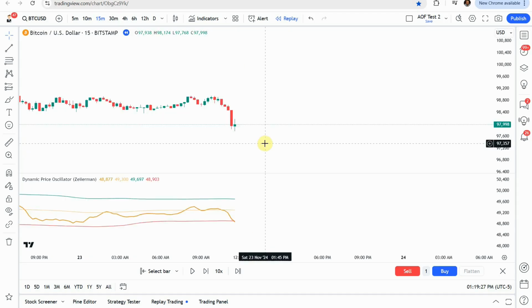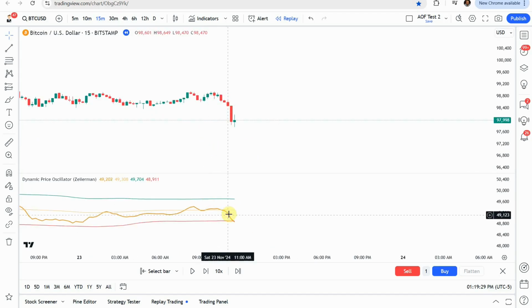And then for a short trade, like I said, what we're looking for is that dynamic price oscillator line to break down below this lower red line. Again, if we hover over that line and you look at the number coordinates here, you can see that the orange number is at 48,877 and the red line is at 48,903. Now we need that orange line to be below that red line, so the number is less in this case. And so that's the confirmation there to enter into a short.